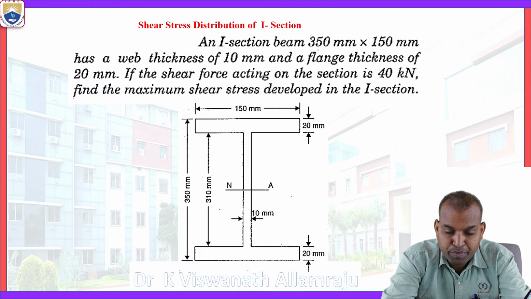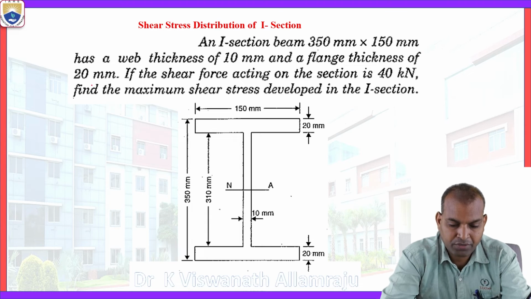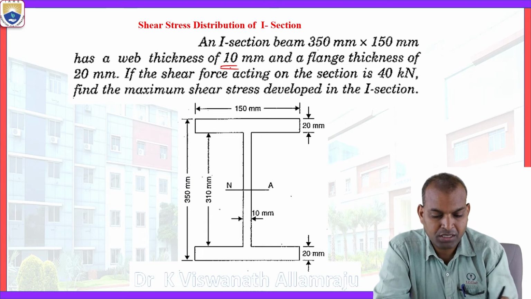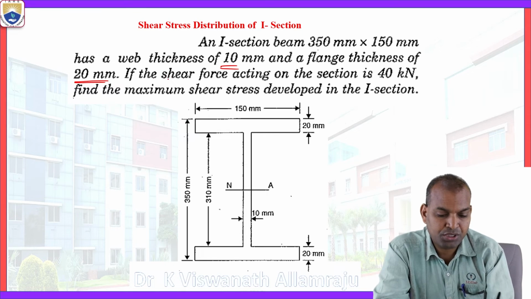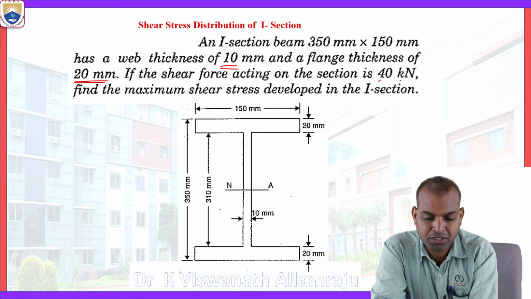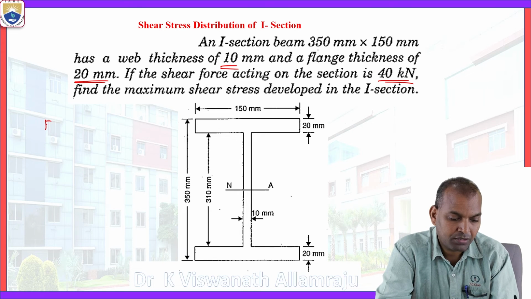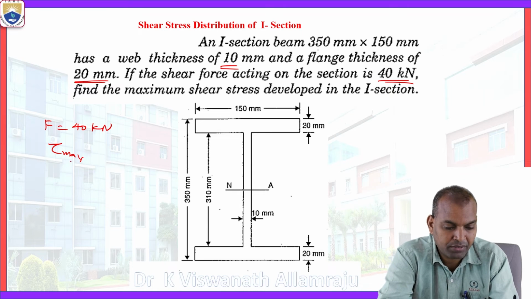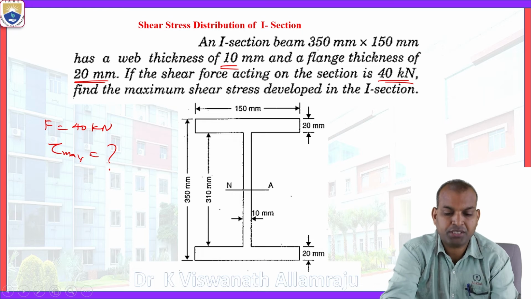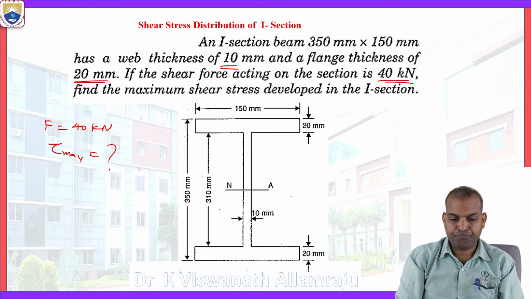An I section beam, 350 by 150 millimeters, has a web thickness of 10 millimeters and a flange thickness of 20 millimeters. If the shear force acting on the section is 40 kilonewtons, that is the F value, find the maximum shear stress developed in the I section. Only a single objective.